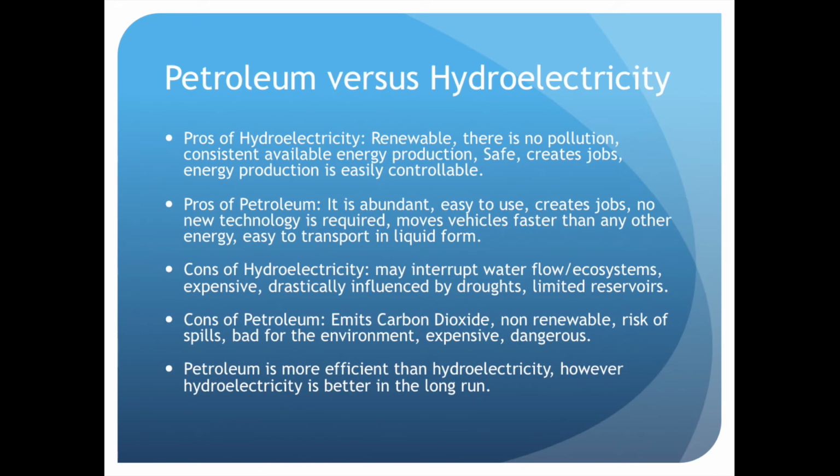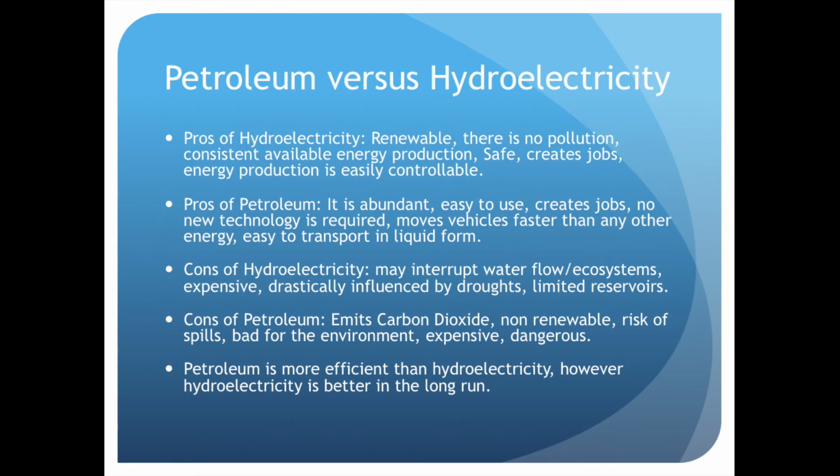So what makes one energy source better than the other? Both of them have pros and cons. So the pros of hydroelectricity are that it's renewable, there's no pollution, the energy production is consistently available, it's safe, it creates jobs, and the energy production is easily controllable. But the cons of hydroelectricity are that it may interrupt water flows in ecosystems, it can be expensive, it's drastically influenced by droughts, and there are limited reservoirs as well.